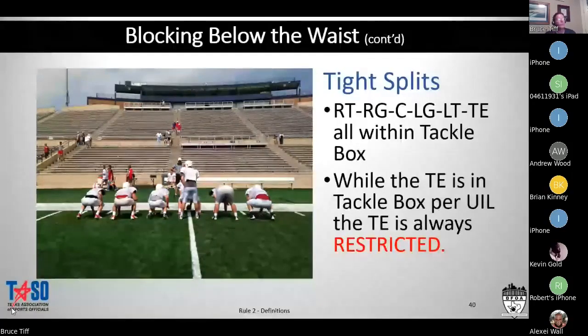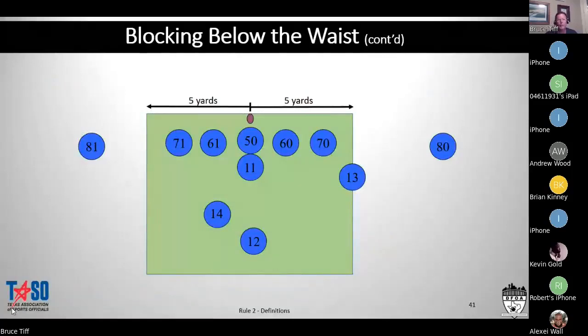So let's just show a graphic here a little bit and talk about who's restricted and who's unrestricted. We've got a formation here showing the tackle box. Obviously, I can't show it going all the way back to the end line, but I think you get the point. So let's talk about who's restricted.